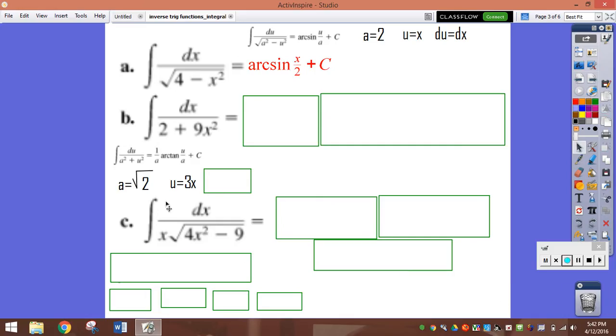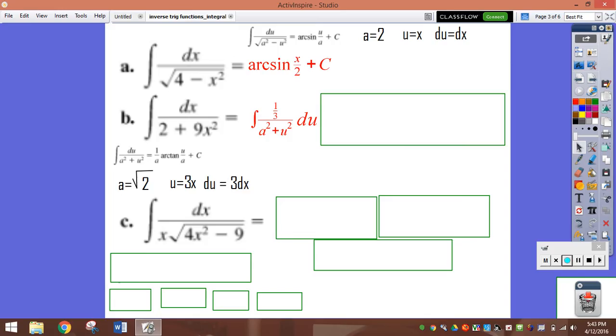And this time, if I find du, I get the constant 3 times dx. So I have to remember when I substitute back in for dx up here, not only do I put du, but I also have that 1/3 by moving the 3 over to this side. And so when I use substitution in this case, it would look like this, where I have the 1/3 from this constant of 3, and then 2 will become a squared, and then 9x squared would become u squared. And then that 1/3, remember, is just a constant, so I can move it in front of the integral.